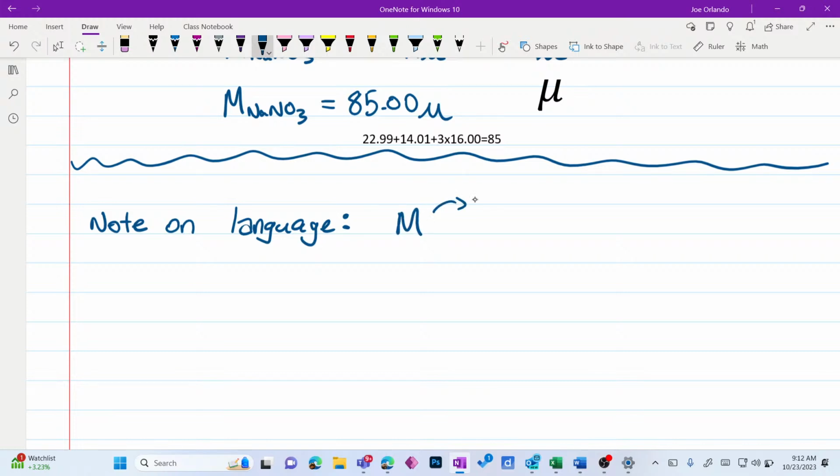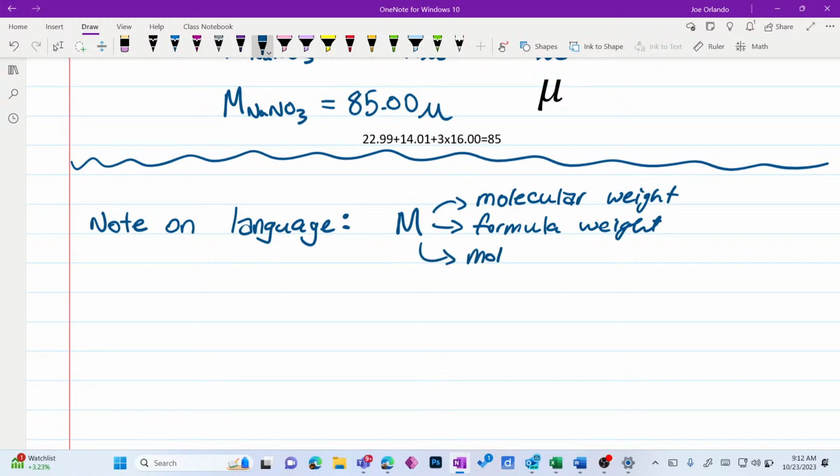Uppercase M means either molecular weight. I'm just going to show you the words you'll see used. Molecular weight, formula weight. You're going to see the term molar mass, molecular mass, formula mass. These all mean the same thing.